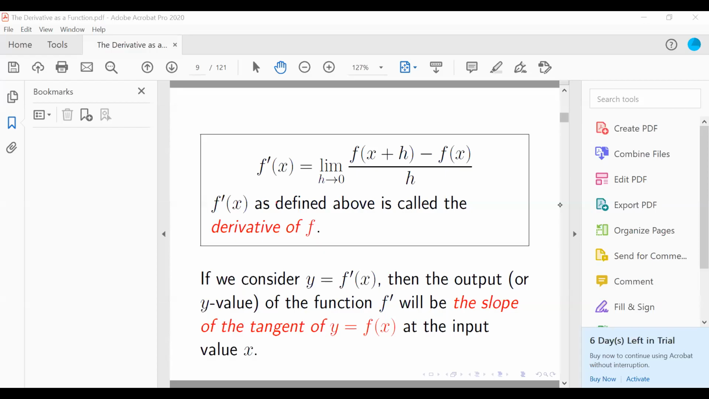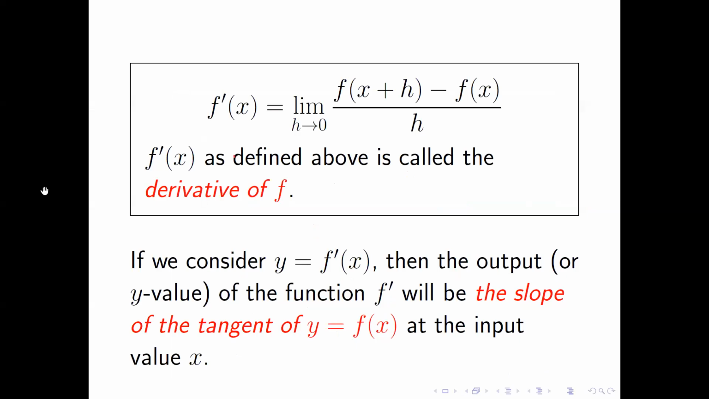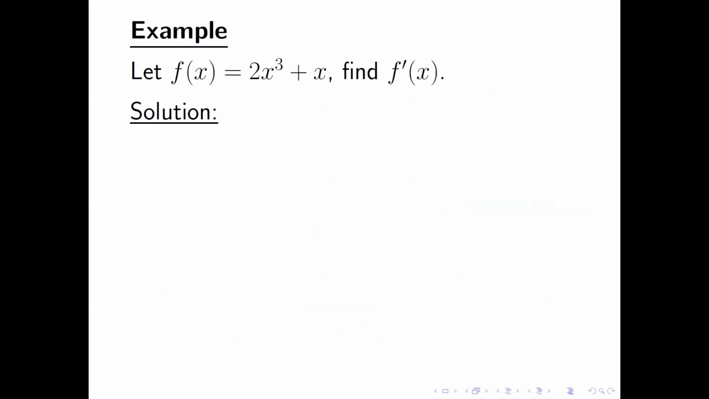Okay, so this formula, f prime of x equal to the limit when h approaches 0 of f of x plus h minus f of x, over h, comes from the demonstration that we just had. And we say that this is just the definition of the derivative of f. So let's go straight to the examples.